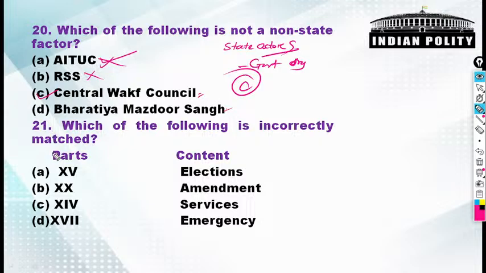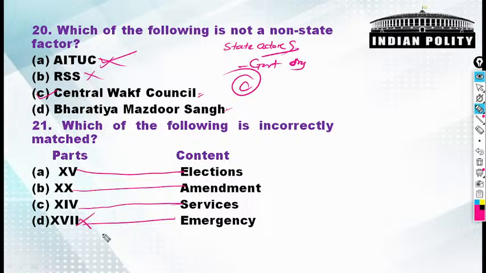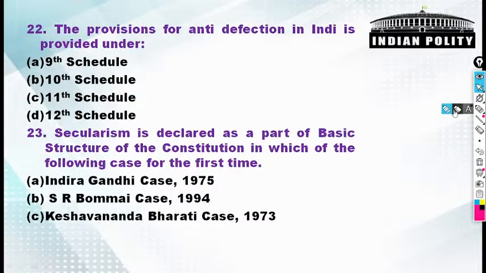Next, 21. Part 15 is election, Part 20 is amendment, Part 14 is services. This is not correct. Part 18 is emergency. D will be the answer because it is incorrect. The provision for anti-defection in India is provided under the 10th schedule. It was added by the 52nd Constitutional Amendment Act 1985 during the Rajiv Gandhi government.